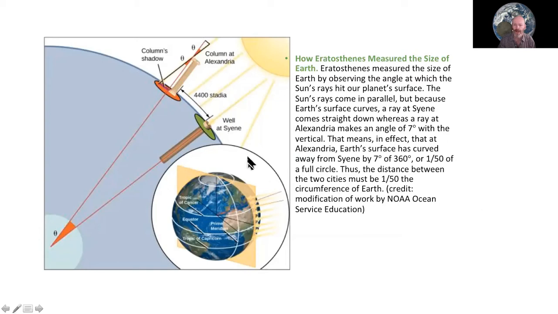And that distance is about 1/50th of the whole circle, at 7 degrees. A whole circle is 360 degrees. So you multiply 7 by a little over 50 and you get the whole circle. So he took that distance, multiplied it by a little over 50, and figured out just how big our planet is. This place where the sun shines on the longest day of the year, called the solstice, and doesn't cast any shadows, that is called Syene.